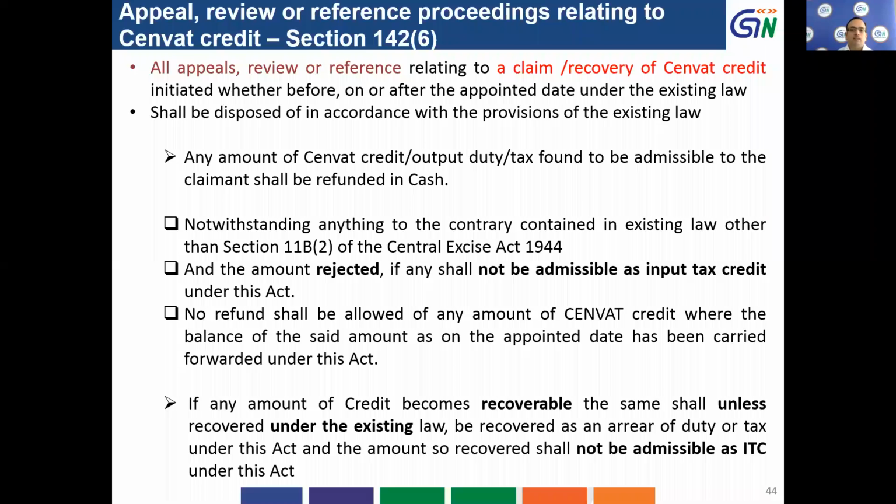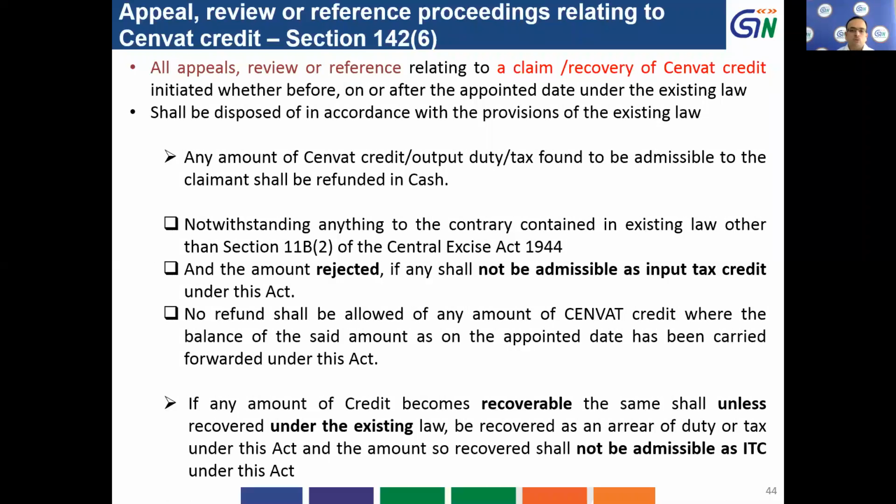An amount, if rejected, will not be admissible as input tax credit under this act, and no refund shall be allowed for any amount of Cenvat credit where the balance of the said amount has been carried forward. And after adjudication, it could be two things: either he is admissible, he has become entitled for the refund. So that's what we have talked about. And if that amount becomes recoverable from that person, then unless recovered under existing law, it will be recovered as arrear of duty or tax under this act, and the amount that is recovered will not be admissible as ITC.